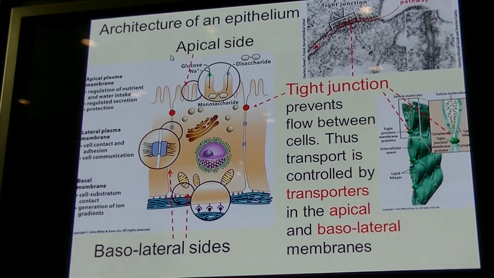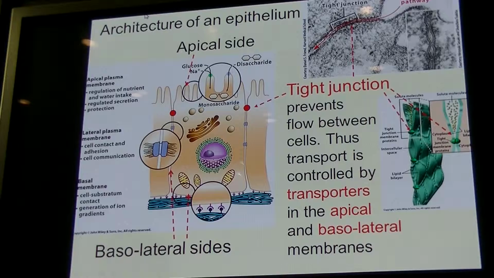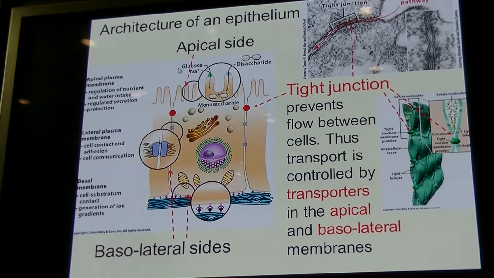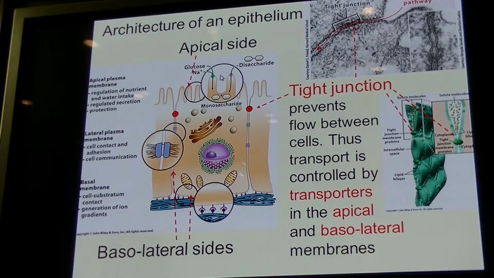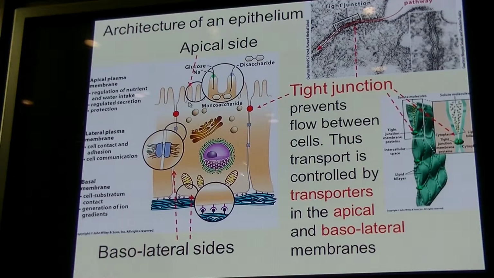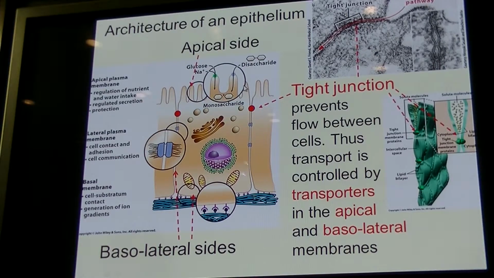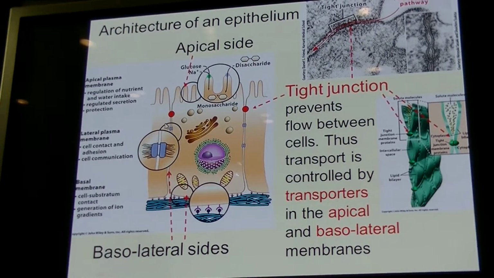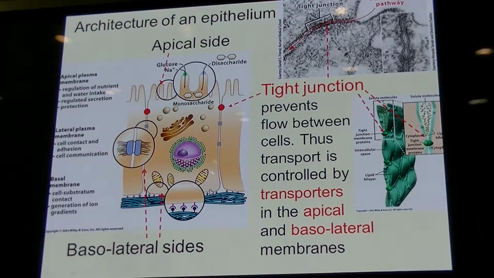Now we want the transport to be controlled. We want our digestive tract to take up molecules that we need and to not take up molecules that we don't want. So how can we control that? By transporters. So we have transporters that sit in this cell surface here, in this membrane, in contact with the lumen. And this membrane surface, we call it the apical membrane. Then we have the other side of the cell, where everything is in contact with the fluids, the lymph and the blood in the body, and we call that membrane the basolateral membrane.